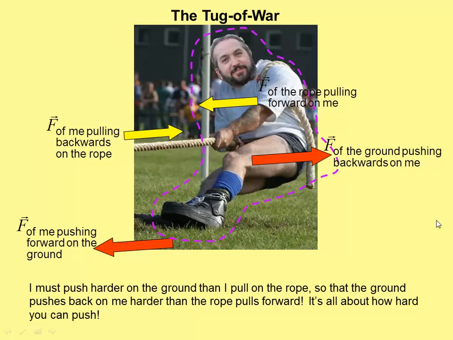Well, the underclassmen with their shoes and socks off, you get really grippy on a gym floor like that. So they were able to push a lot harder. So the seniors kind of pulled themselves forward, actually, and lost the tug of war. So it's really all about how hard you can push compared to how hard you have to pull.